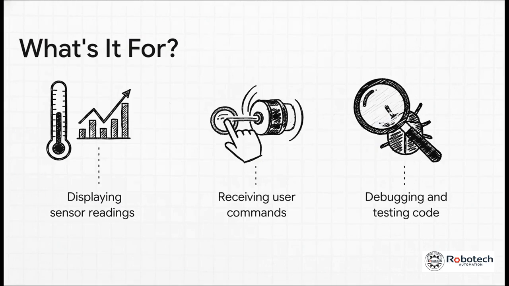And this thing is a total workhorse. I mean, you can use it for so much. You can watch live temperature readings from a sensor, you can tell a motor when to spin, or, and this is a big one for every coder, you can use it to figure out what's going wrong with your code. You just print out your variables and see what they're doing. It's an absolutely essential debugging tool.